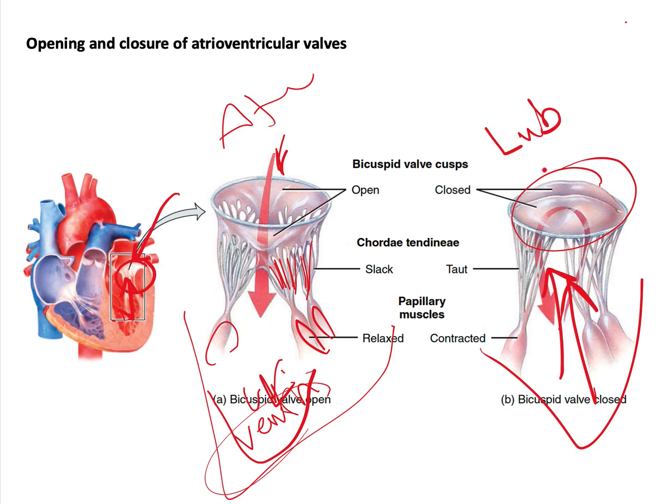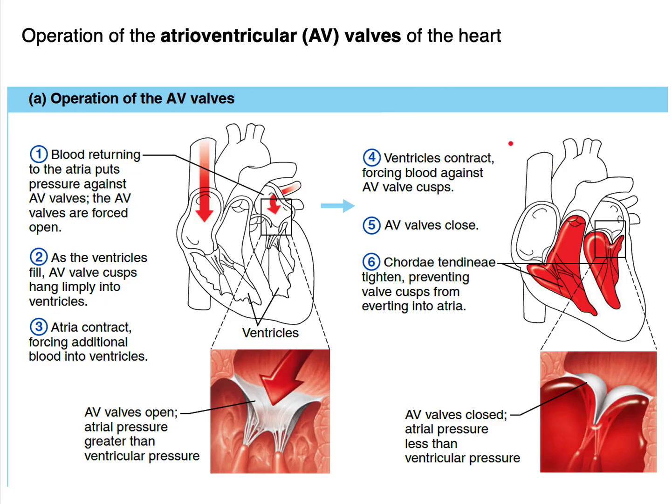There are two sounds created by closure of the AV valve and the semilunar valve. Those sound like lop, dop, lop, dop, lop, dop. So in this case, we talk about one of the AV valves, I mean the bicuspid valve. When the cusps come against each other because of the blood, they will create a kind of sound like lop.